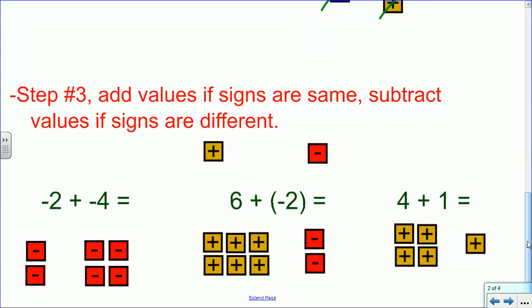Step number 3 says add values if signs are the same, subtract values if the signs are different. Again, we're going to use algebra tiles to talk about why that's the case. So over here we have, what if you have negative 2 plus negative 4?